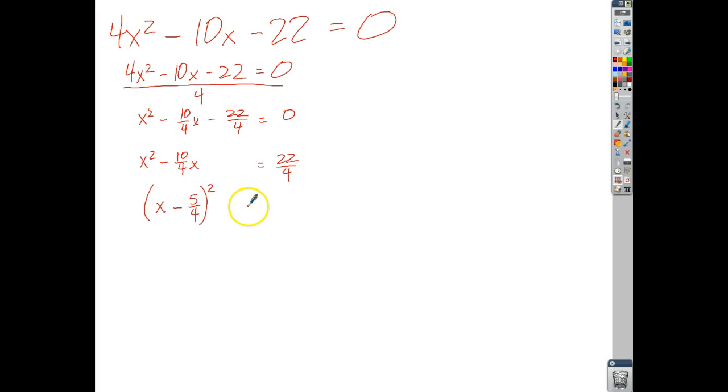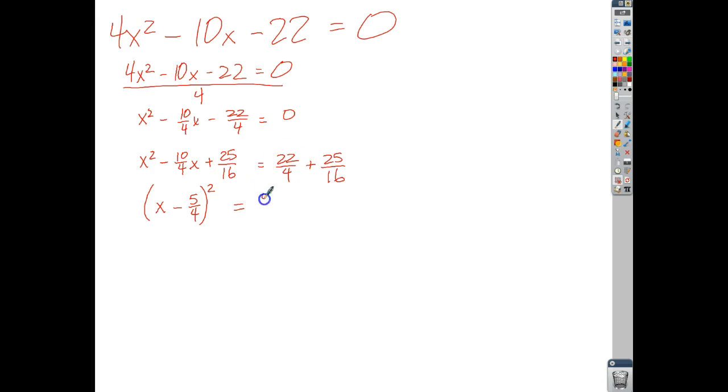Okay, so 5/4 squared, so 5 squared is 25, and 4 squared is 16. So now I need to add 25/16 to this side as well. Okay, so I'm going to get x minus 5/4 squared is equal to, so now what I'm going to do is I'm going to change this. This is fourths, and I need it to be 16ths so that I can combine my pieces.